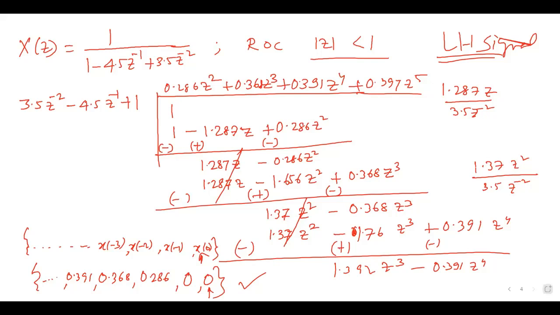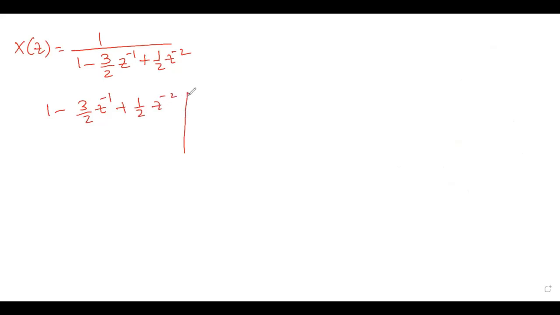Find the inverse Z transform of X(z) equal to 1 by 1 minus 3 by 2 z to the power minus 1 plus half z to the power minus 2. Write the power series for the right hand sequence: 1 minus 3 by 2 z inverse plus half z to the power minus 2, and divide.